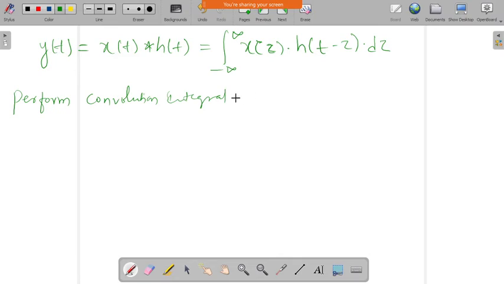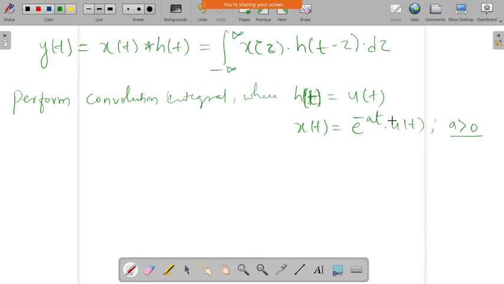So where h of n, which is h of t, is equal to u of t, and x of t is equal to e power minus at into u of t. Okay, so where in this case a is greater than 0. Now we need to find y of t.